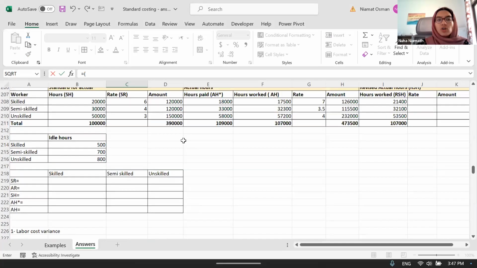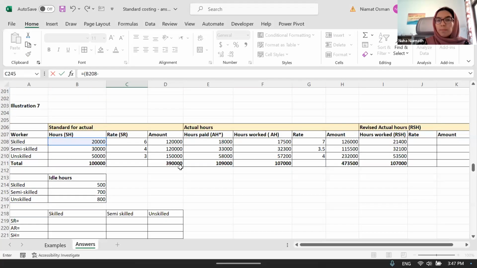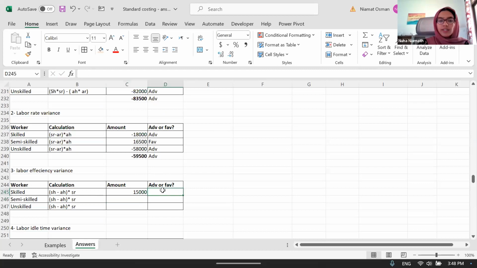So standard hours is how much? 20,000 minus actual hours. Will you take actual hours paid or actual hours worked for efficiency variance? Actual hours worked because it's efficiency. Thank you, Nada. Perfect, perfect. Good job. Into standard rate, 6. So this is definitely favorable for us because we have taken a lesser amount of hours.